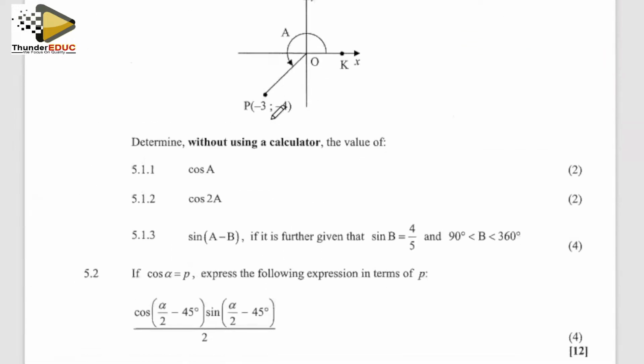Question number 5, which is trig. They are telling us that in the diagram, there's a line OP, with P being (-3, -4). Then angle KOP is A. Without using a calculator, we must find the value of cos A. So step number 1, complete this triangle.